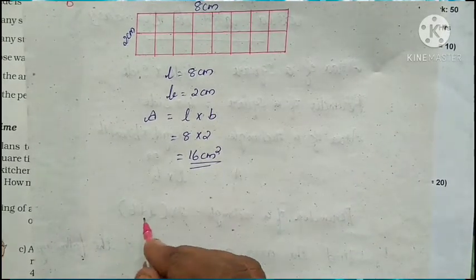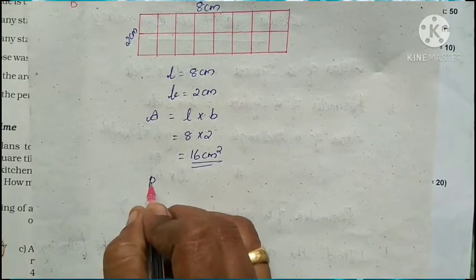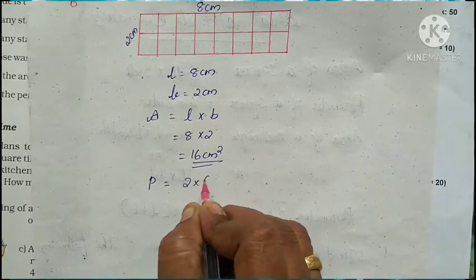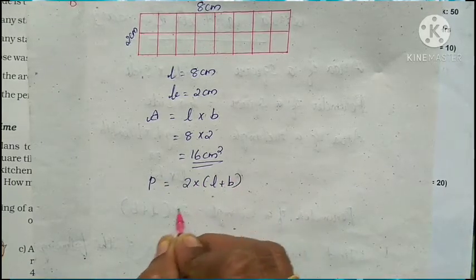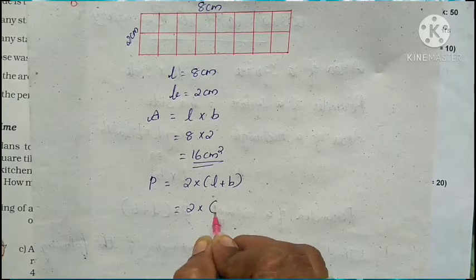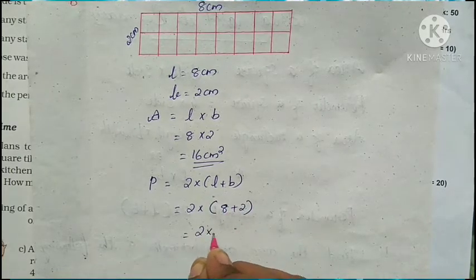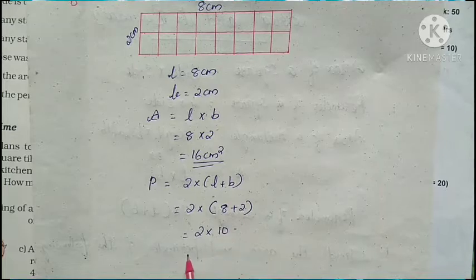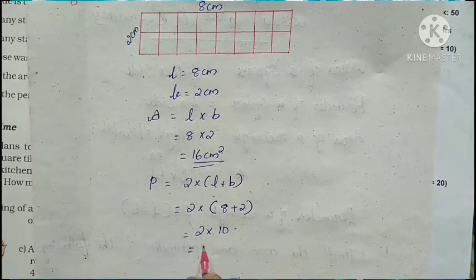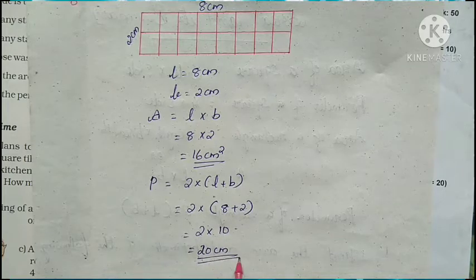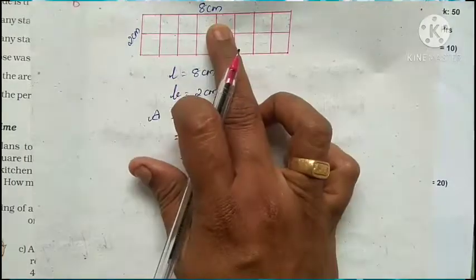So in the same way we have to find out the perimeter. P is equal to 2 into (L plus B). So 2 into (8 plus 2). 2 into (8 plus 2), 10. 2 into 10, 20 centimeter is the perimeter of this figure.